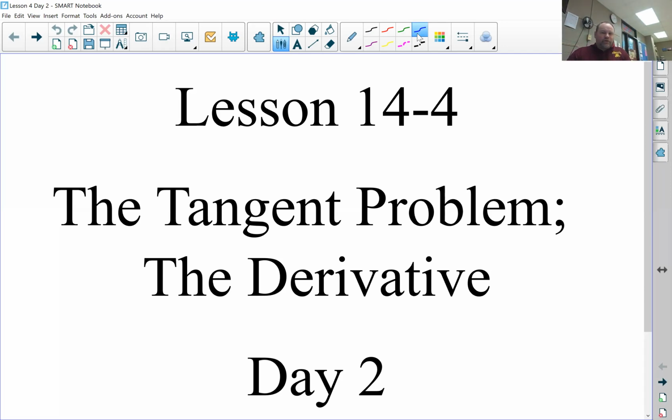We're going to do a little bit more work today on lesson 14.4, and we are going to focus on this second part, the derivative. We'll actually finish things up on Monday, so something to look forward to for class on Monday.